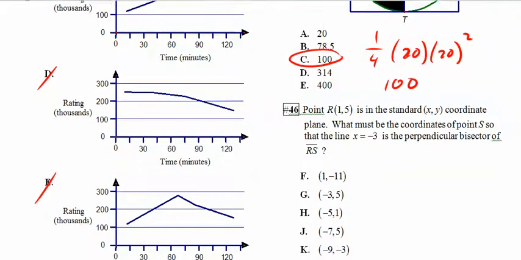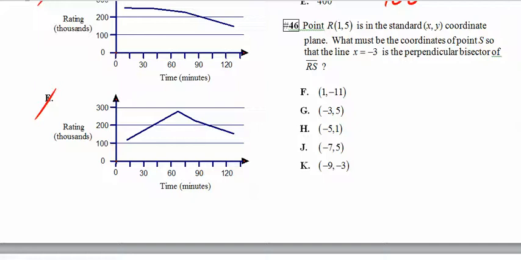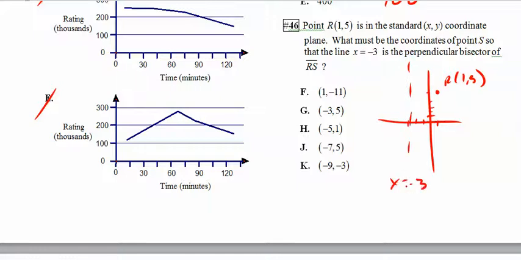It's not that hard. Point R is in the standard coordinate plane, (1, 5). What should be the coordinates of point S so that the line x equals 3 is the perpendicular bisector? 1, 2, 3. X equals 3. So we're 4 here. We go 4 over. Go 4 more. And we end up at the same height, 5. 4 further over is -7. Done.